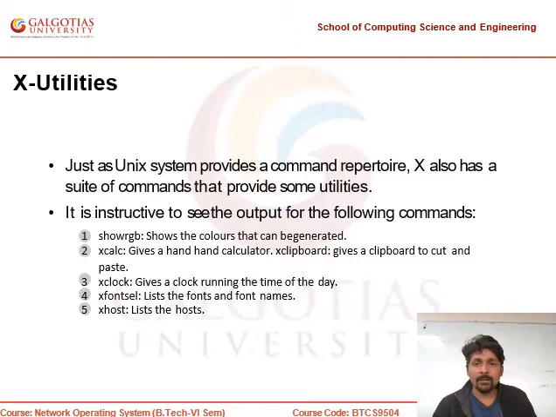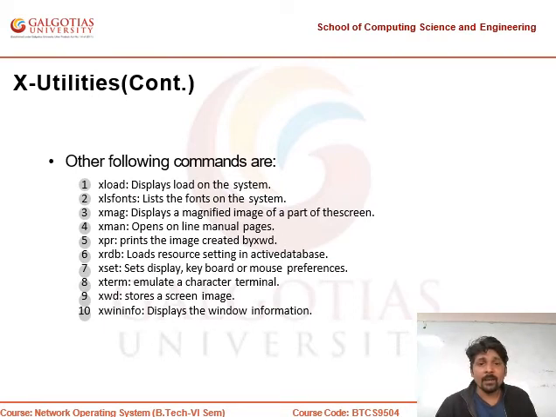The Unix system provides commands. X also has a suite of commands that provide some utilities. So these are the utilities provided by the X window, like xclock, xhost, xfontsel, xcalc. This will provide a calculator. xclock was already explained. Then xhost will list the hosts. Then xfontsel will list fonts as well as font names. These are other X utility commands like xload, xmag, xpr, xrdb, xterm, xwd. So these are the X utilities that you have to understand.